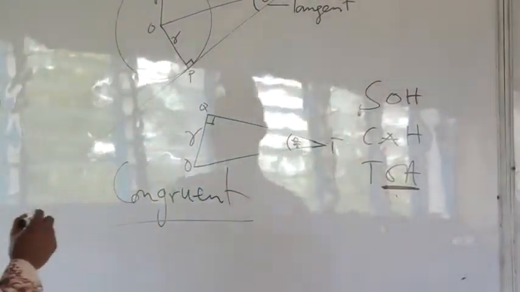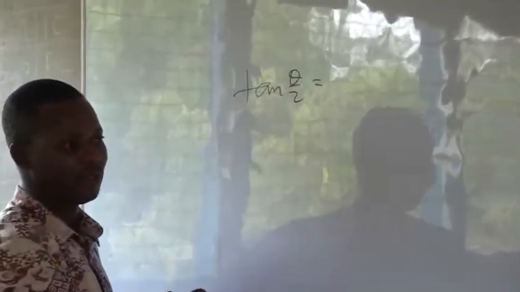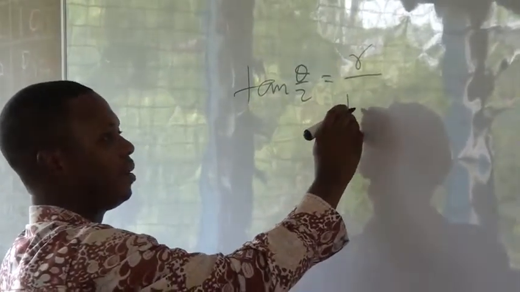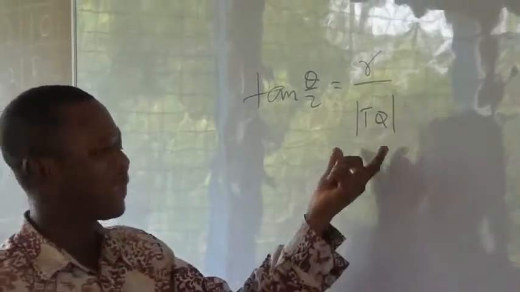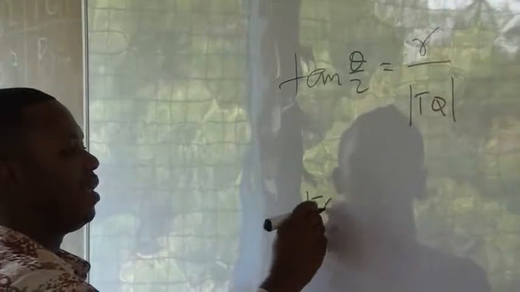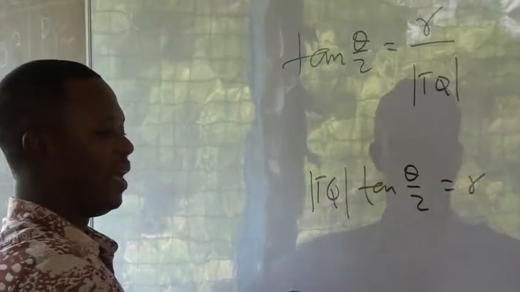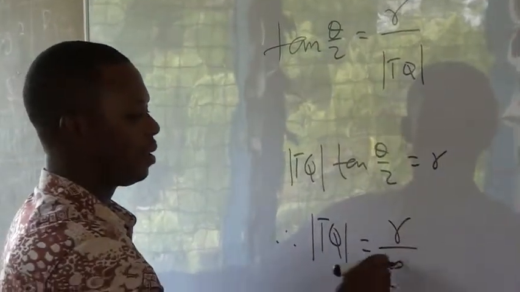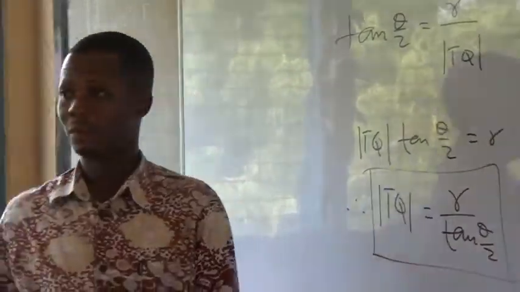Right? So we can say that tan theta over 2 is equal to opposite over adjacent, which is R over TQ, isn't it? And we are going to write an expression for TQ. So what do we do? Multiply both sides by TQ. We have TQ tan theta over 2 equals R. It therefore follows that TQ is equal to R over tan theta over 2. This is an expression for TQ. Agreed?